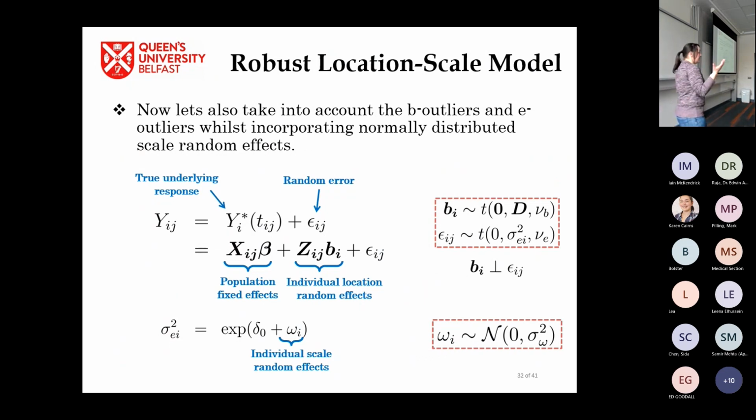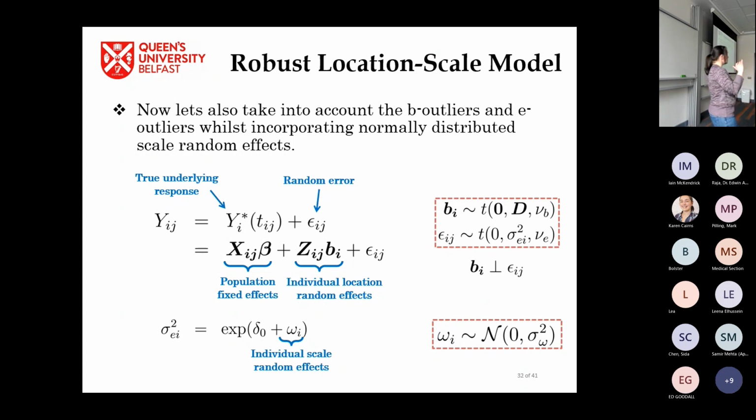So what we're going to do then is try to model all that together. We go back to the fact that we have these outliers, so we look at t distributions for our random effects, or b i's, and our random error terms, or epsilon i's, but also now take into account the fact that we have scale random effects, so a need to account for individual specific variances. So that's this model.